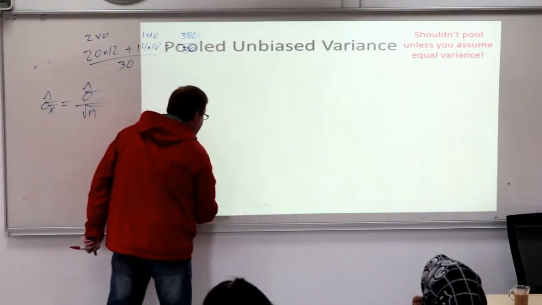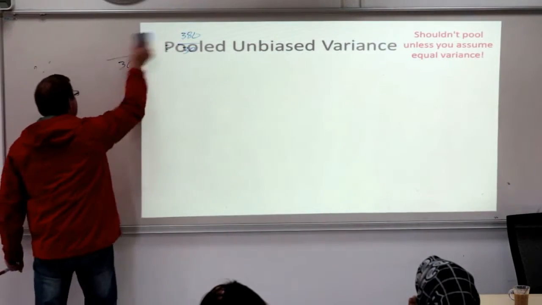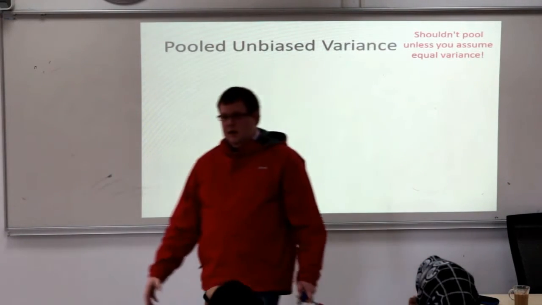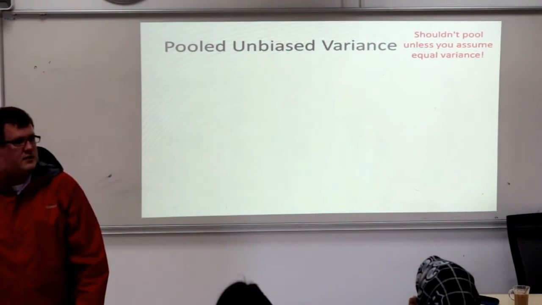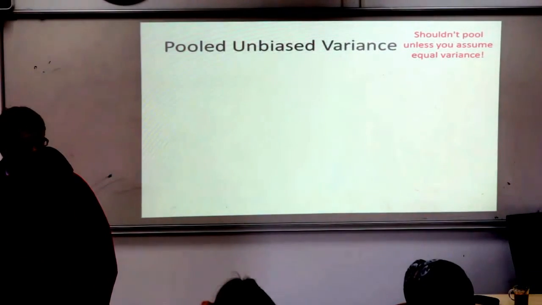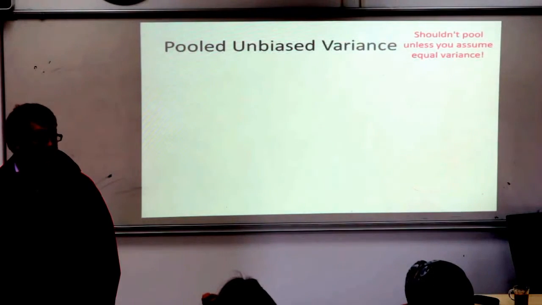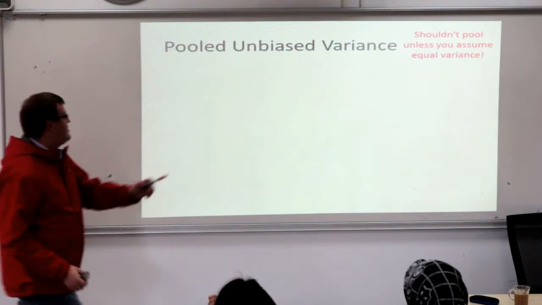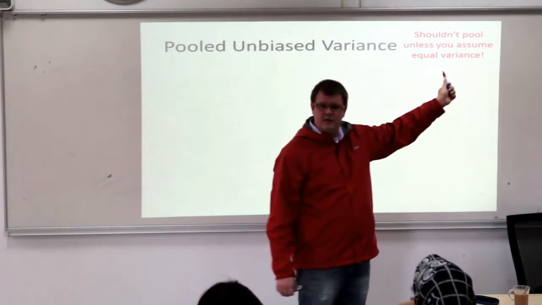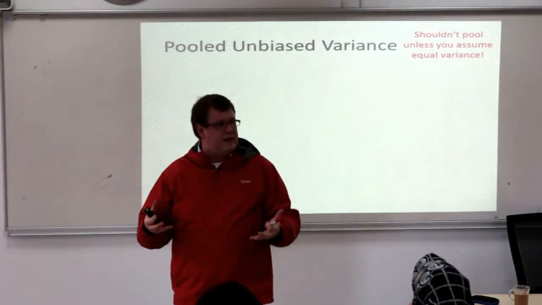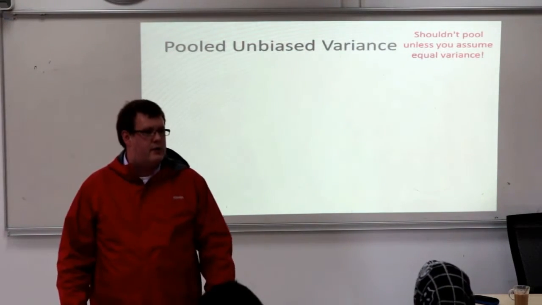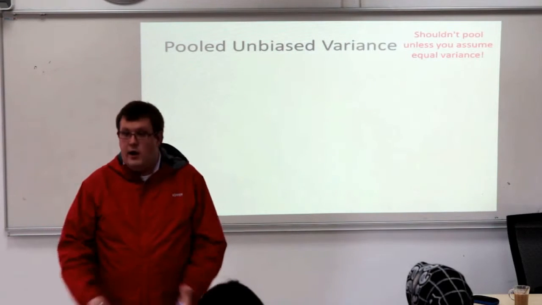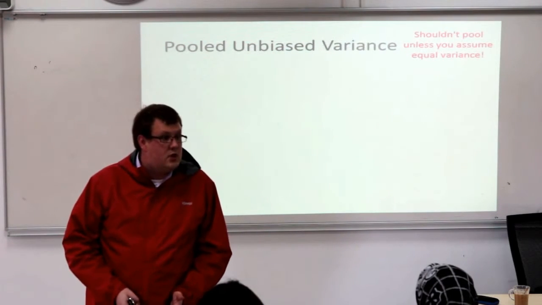So we figured out a way to pool our information to come up with a better estimate of what the population mean is. Now we have two variances, right? And we want to create an estimate of what the true population variance is based off that. So what could we do? Notice I said you shouldn't pool unless you assume equal variance. If you don't believe that the variances are equal, maybe you shouldn't pool them together, right? But if we can assume they're equal, then we can create one estimate of the population variance. So how could we do that?